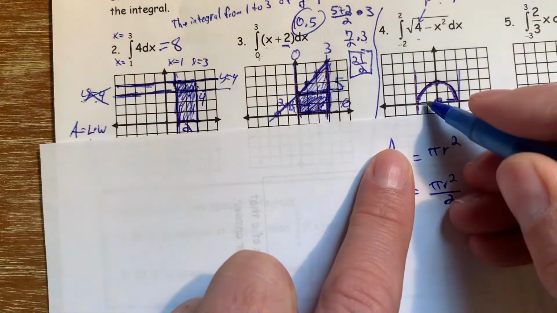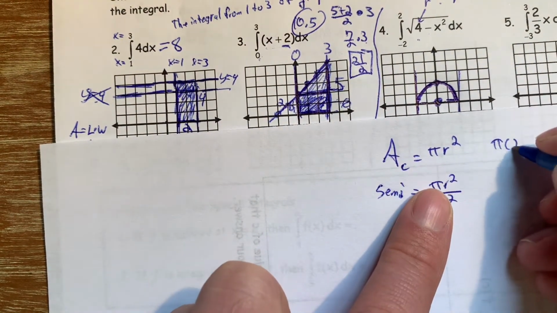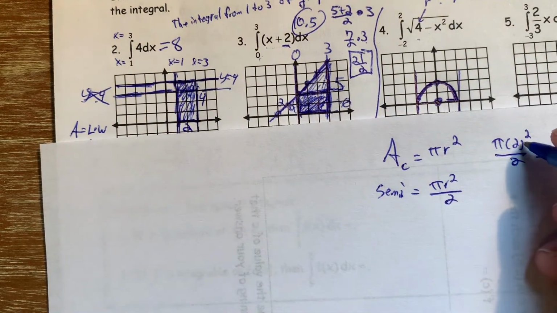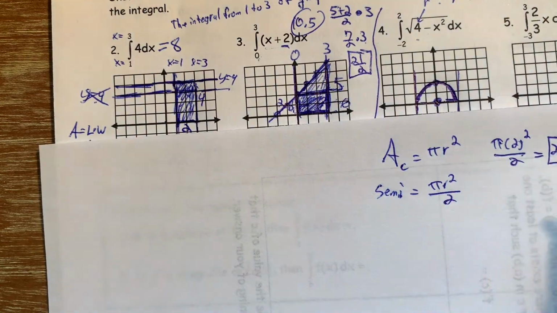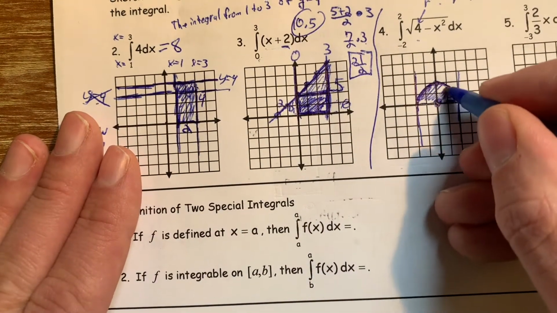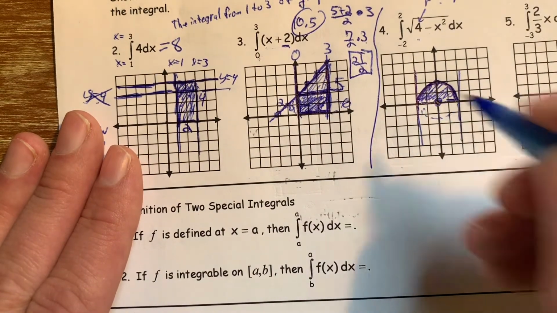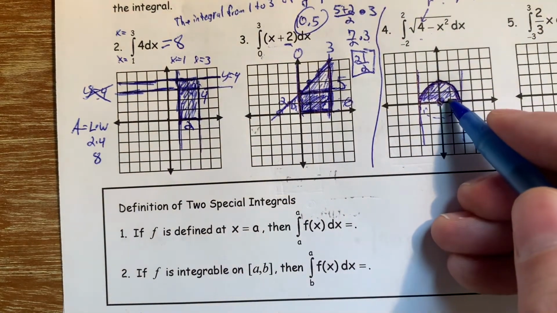So in this case, r, the radius, is 2, so it's pi times 2 squared divided by 2, which is 4 pi divided by 2, which is 2 pi. So 2 pi is the area of this semicircle. We did pi r squared, the area of what the whole circle would be, dividing it by 2 because it's only half of a circle. If it was a quarter of a circle, we would do pi r squared divided by 4.